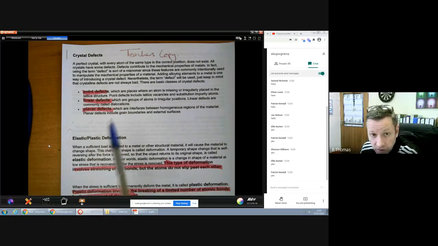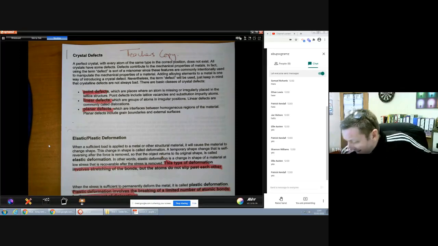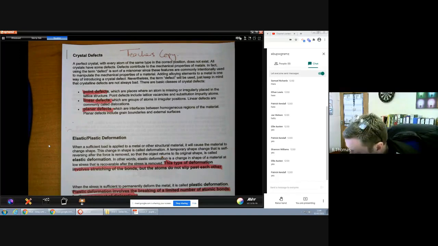If you just follow with me here, it says a perfect crystal with every atom of the same type in the correct position does not exist. Now, how interesting is that, right? So think of diamonds. I'm sure you know about the carat of diamonds and the clarity of a diamond. That's measured on its defects, okay? The things that are wrong with it. And it says all crystals have some defects.